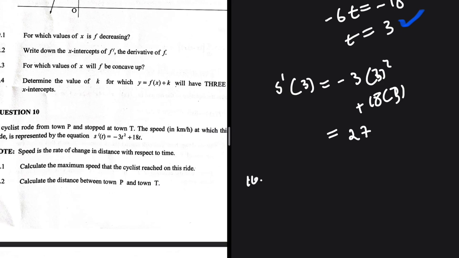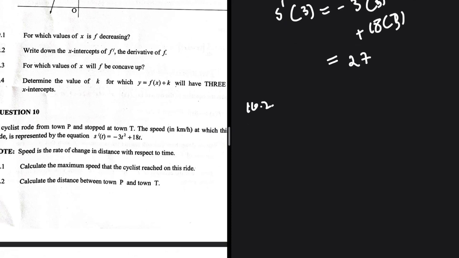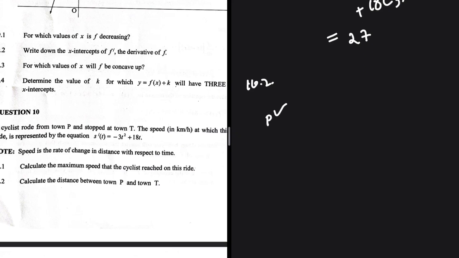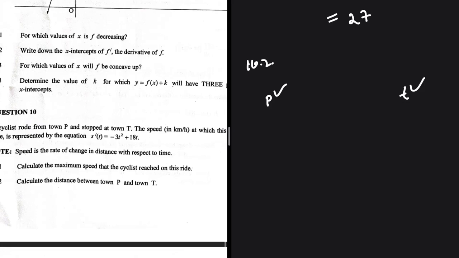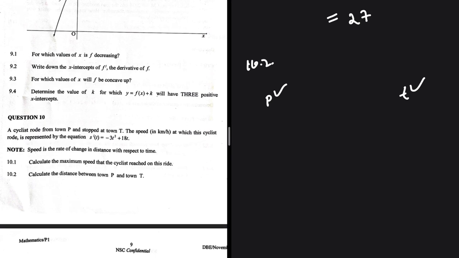Let's take a look at 10.2. Calculate the distance between town P and town T. Okay, it's a bit complicated. How do we do that? Do we have the time it takes to go from P to T? We are not given the time it takes. Is there a way to find the time taken?